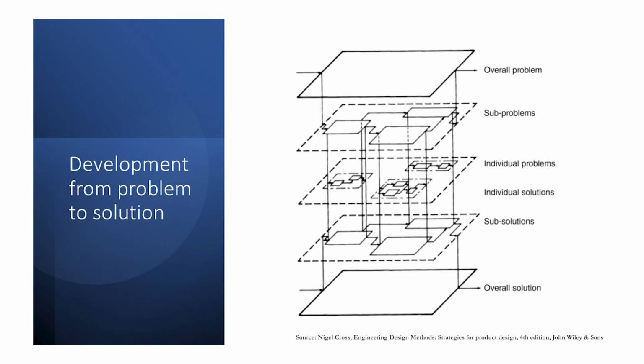So, we started with an overall problem, and that overall problem was broken down into sub problems, and sub problems can be broken down into individual problems. For individual problems you may find individual solutions, for the sub problems you can find sub solutions, and therefore for the overall problem you can then find the overall solution.